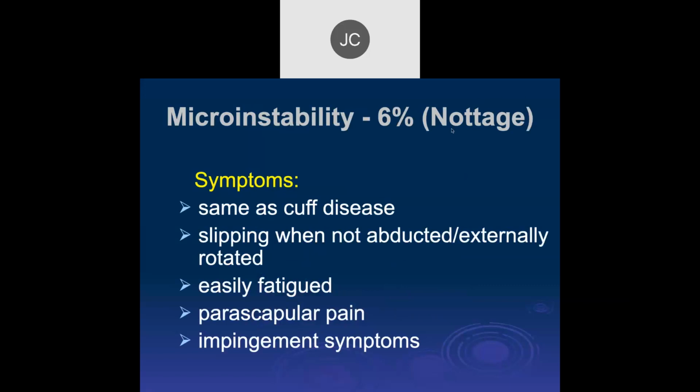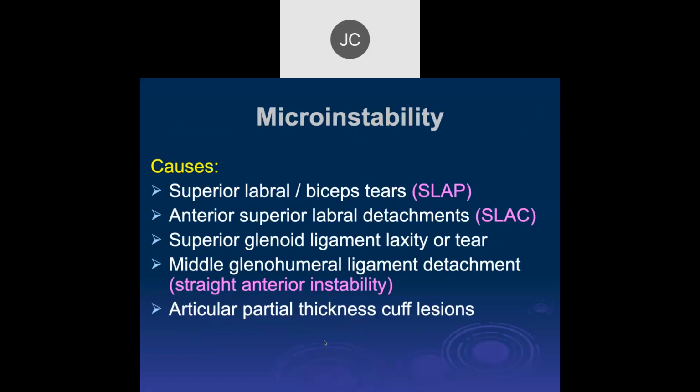So Wesley Nottage is the orthopedic surgeon from Orange County. I think he was primarily the doctor for the U.S. swim team. It's about 6% of instabilities in his experience, and the symptoms are very difficult to differentiate from other conditions in the shoulder. So microinstability can be due to SLAP tears, which we're going to talk a lot about, superior labral anterior posterior tears.